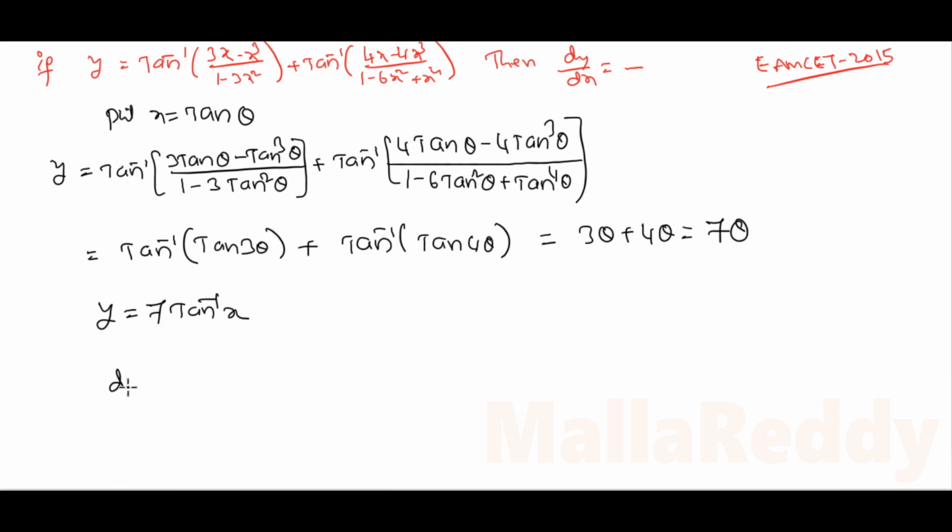Now we take differentiation. The derivative of y is dy by dx, which is 7 into the derivative of tan inverse x, that is 1 by 1 plus x square, that is equal to 7 by 1 plus x square.